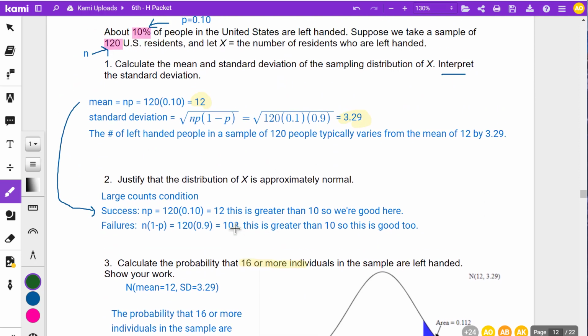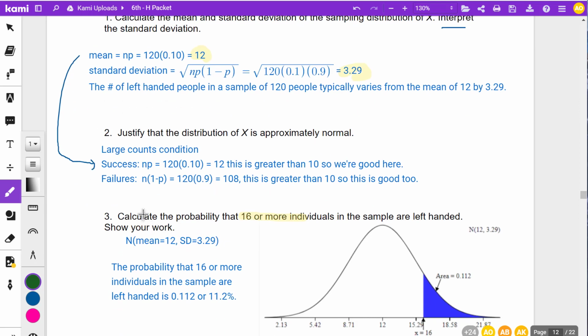All right. Can I use a normal distribution? So I have to check the large counts condition for that. n times p, I'm getting 12. 12 is greater than 10, so we're good. n times 1 minus p, we're getting 108, also greater than 10. So yes, we can use the normal distribution.